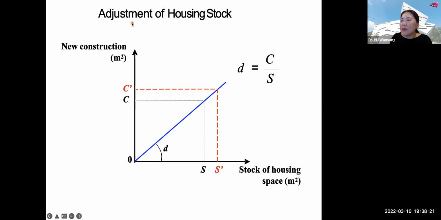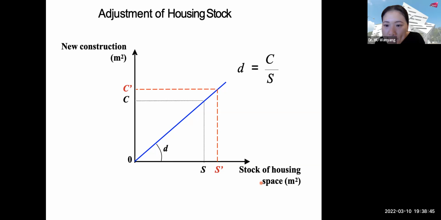It's similarly simple, but it actually depicts how the housing stock will adjust. It's very intuitive. When we increase housing construction, we have more new housing constructed and more housing stock, and it is proportional, because we have an important assumption that in the short run, delta S equals 0.